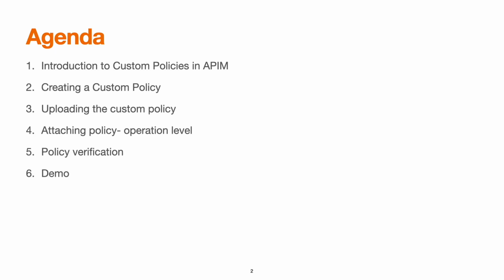So let's get started. Here is the agenda for the video. We'll start with a brief introduction about the custom policies in API Manager. Then we'll see how to create the custom policy and upload the same in API Manager. Then we'll apply the policy at operation level, redeploy the API and test the same, followed by policy verification. We'll wrap up the video with a demo.